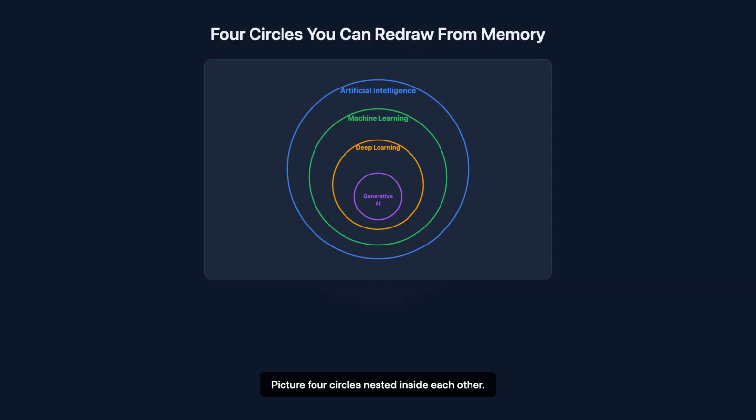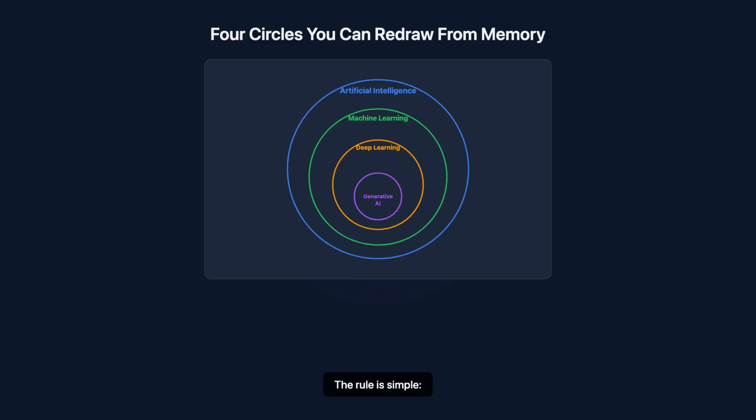Picture 4 circles nested inside each other. The outermost circle is artificial intelligence, any system that mimics human intelligence. Inside it sits a smaller circle, machine learning, covering only the systems that learn their logic from data. Inside machine learning is deep learning, the systems built from multi-layer neural networks. And in the very center sits generative AI, the deep learning systems whose output is new content.